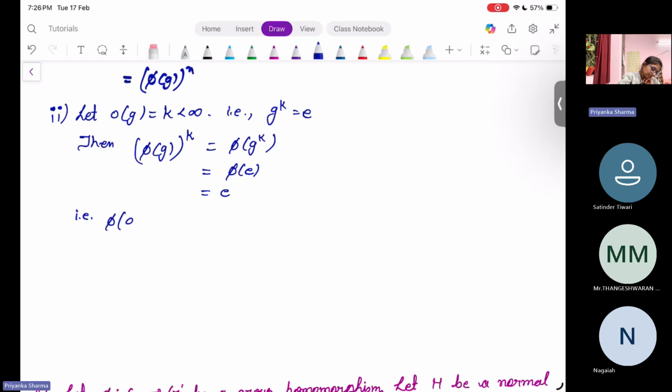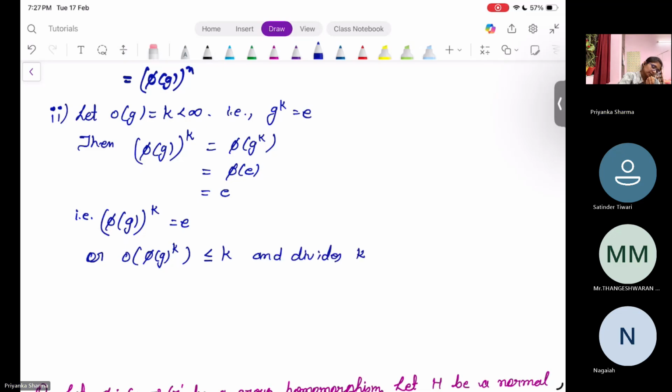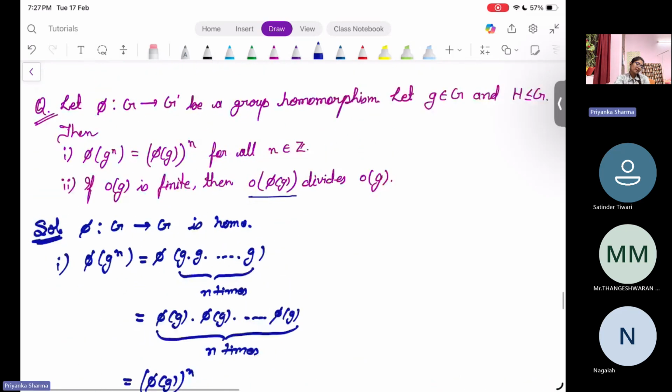That is, phi of g to the power k is identity, so the order of phi of g is less than or equal to k, and it divides k. Okay, which means you can say that the order of phi of g divides the order of g.